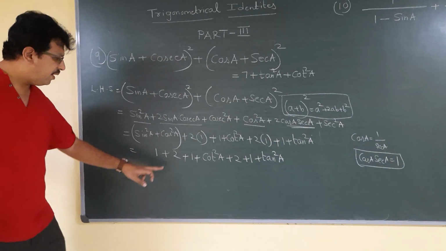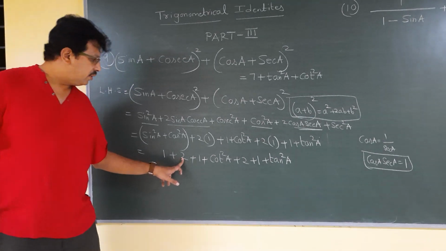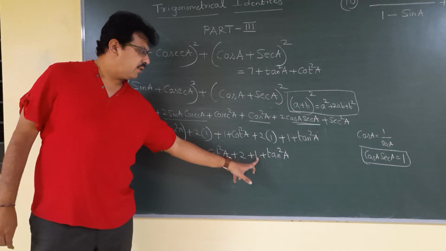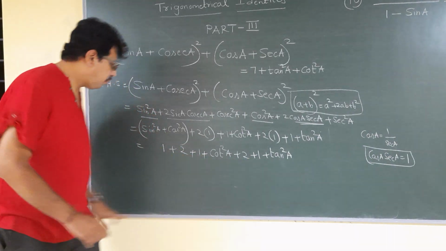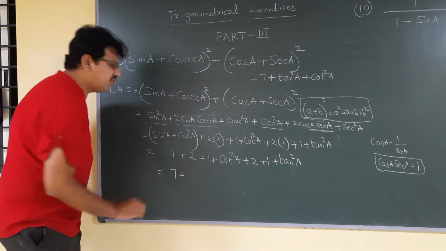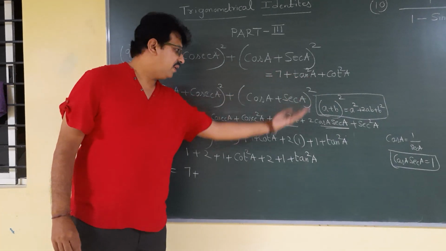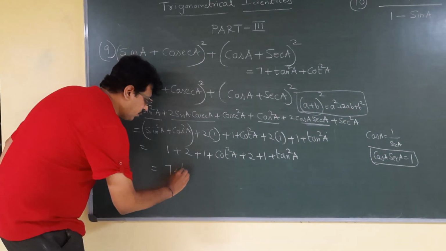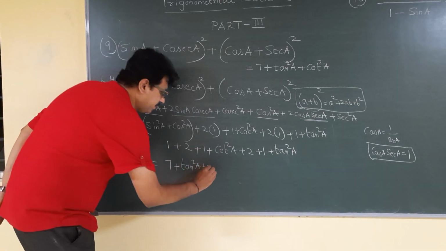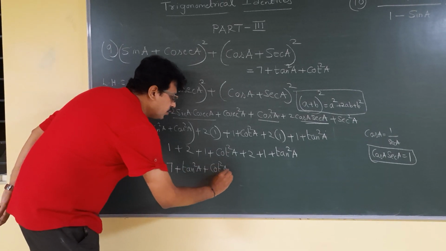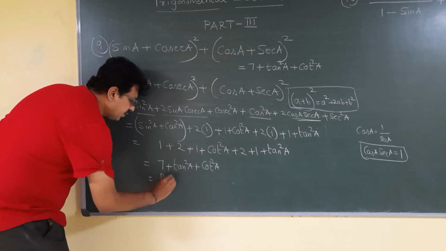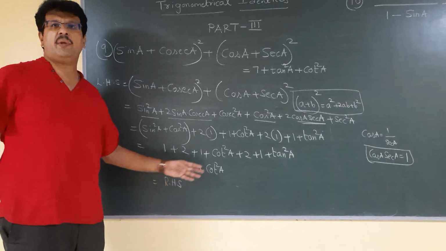So you just have to add 1 plus 2, 3, 3 plus 1, 4, 4 plus 2, 6 plus 1, 7. So we are going to get 7 plus, we need to arrange the terms according to what we require here, that is tan square A. We will write plus tan square A plus cot square A. So hence we have proved, that is LHS equal to RHS. It is 7 plus tan square A plus cot square A.